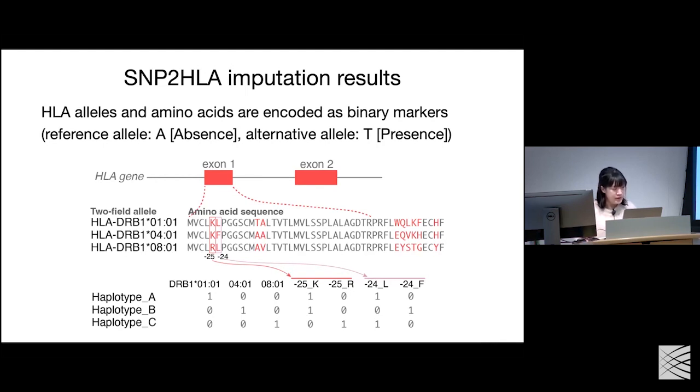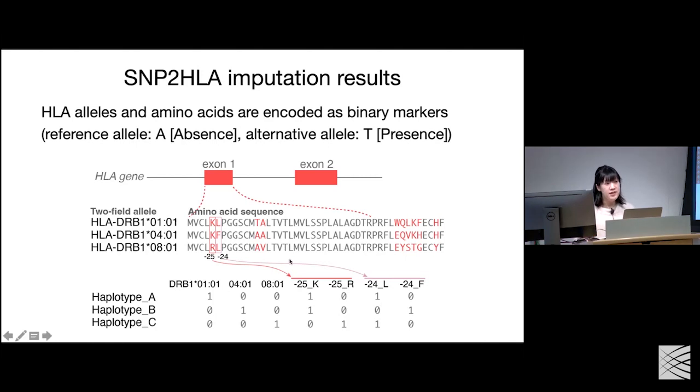And because the two-field allele can determine the amino acid sequence of this HLA molecule, HLA-DRB1, we can obviously assign amino acid sequences just based on this two-field allele information. For example, for this position, -25, DRB1*01 should have K at this position, but not R. Then we should assign 1 for genotype -25K, but 0 for -25R. In the same way, at -24, you have the amino acid L at this position, but not F. Then we can assign 1 for -24L, but 0 for -24F.